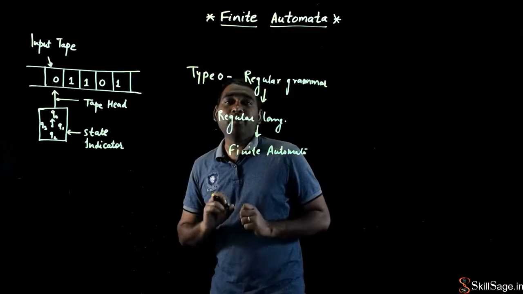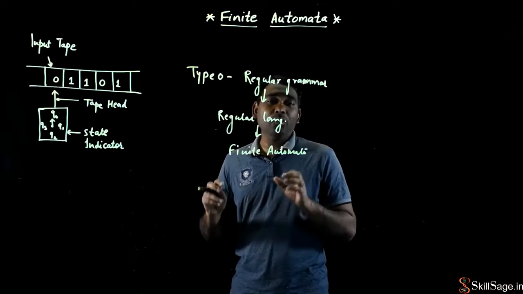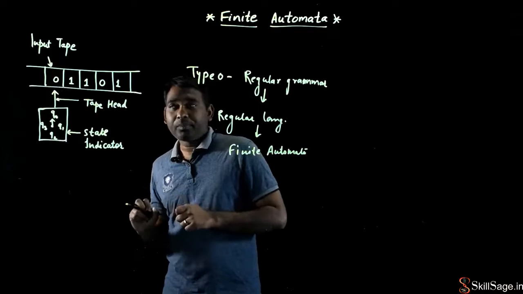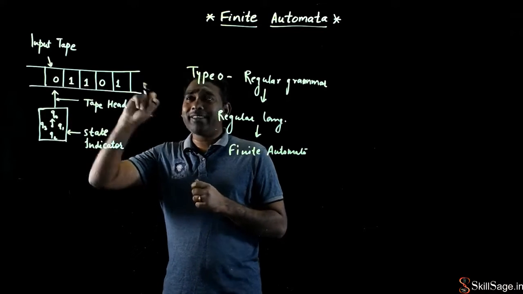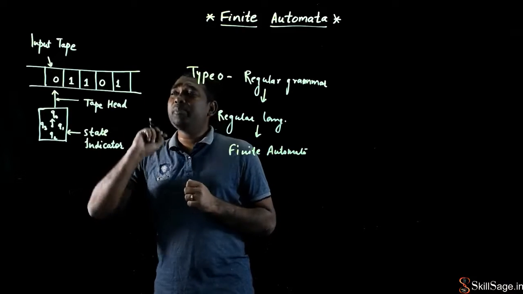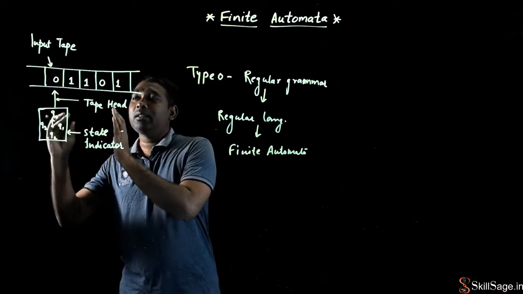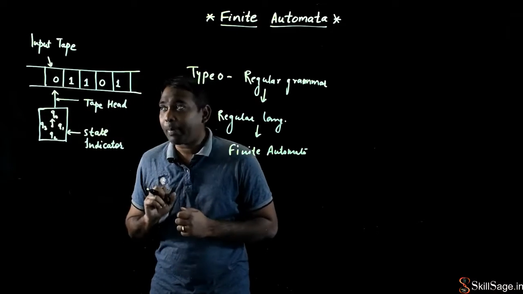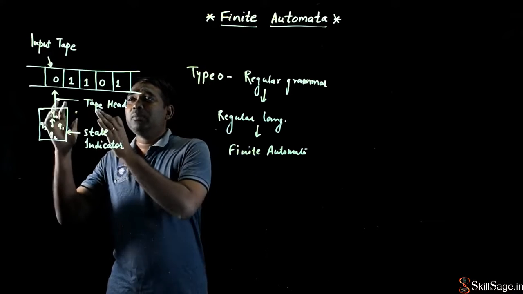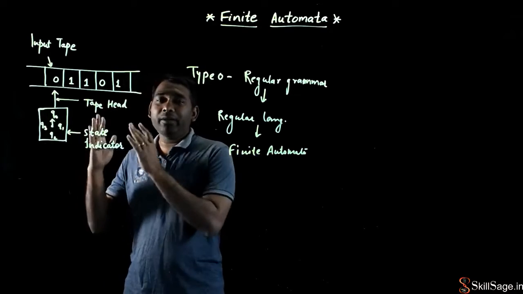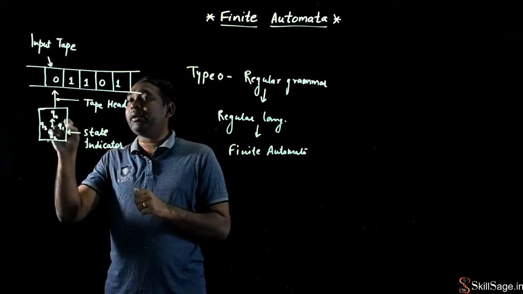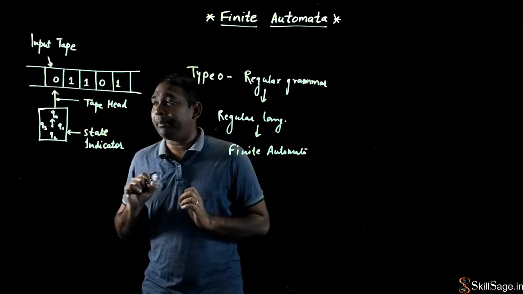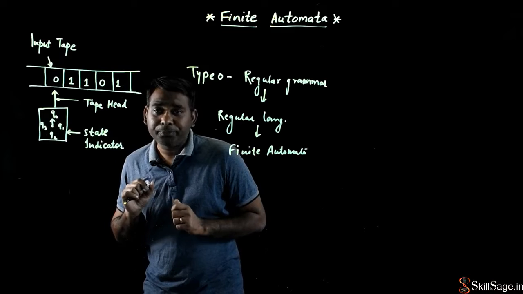So what is the nature of this finite automata and how does it work? See, for example, suppose we have one input tape, and in our input tape, the input symbols are there, and to read this input symbol, we have a finite automata. The working of finite automata is like this. This is our state indicator and this is my tape head. The finite automata reads only one character, or one symbol, at a time. For example, here, this is my tape head which is about to read this 0 input symbol from the input tape, and my current state is say Q0.